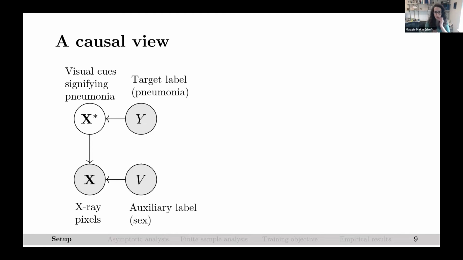I've already introduced Y, which is our target label, pneumonia, and V, which is our auxiliary label, the sex of the patient. X here is the X-ray pixels, and this X star you can think of as the visual cues signifying pneumonia. A little bit more formally, X star is a sufficient statistic that summarizes the causal effect of Y on X. These causal relationships in the DAG are fixed, meaning it doesn't matter if I sample from hospital A or hospital B, these relationships will hold. But on the other hand, we have this dashed bidirectional arrow, which encodes that the two variables are correlated but not causally related.